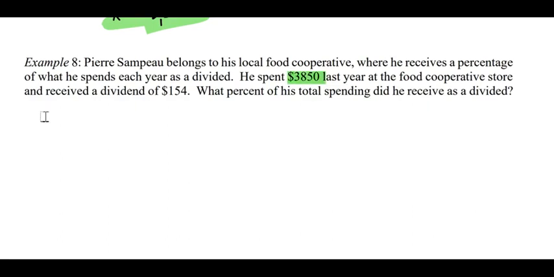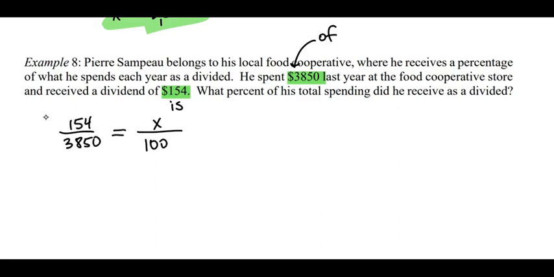So let's go ahead and highlight what we have. We have 2 numbers. So the dividend is part of what he spent. So that would be is, and the 3,850 is going to be our of. And we know we're going to have 100. So we have our 3 numbers. We're ready to set up our proportion. So we have 100 on the bottom. We do not know the percent. We do know that 154 was part of 3,850.